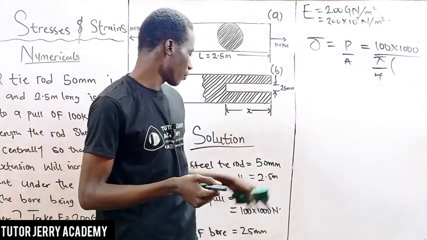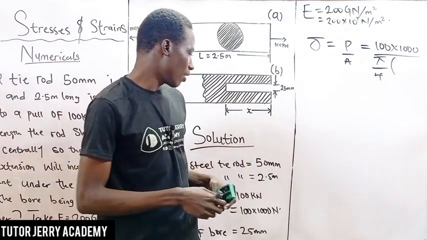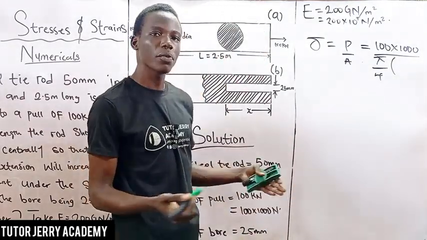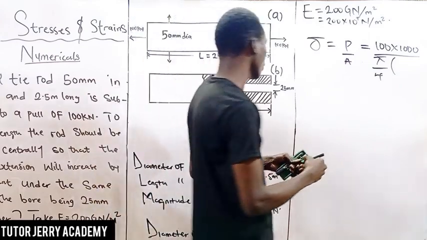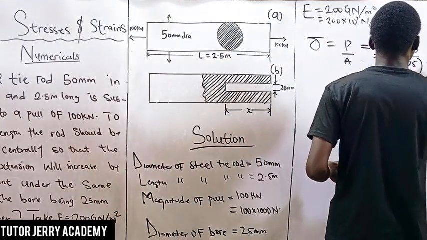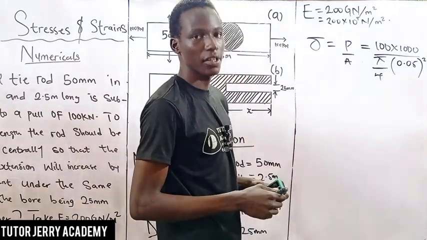Now, to what should we keep our unit? We can decide to make our unit to be in millimeter. We can decide to make our unit to be in meter. Of course, if I convert 50 millimeter to meter, I will have nothing but 0.05 meter. That is by dividing 50 by 1000. So if I do so, I have here to be 0.05 meter squared, which is the same thing as 50 millimeter.